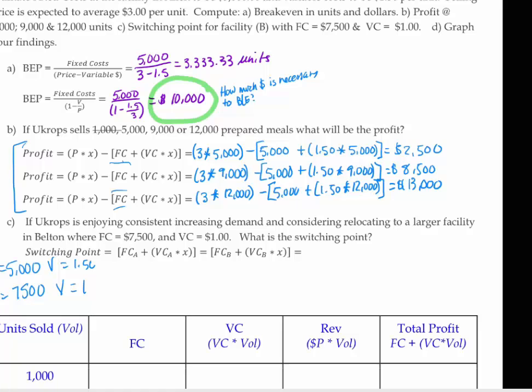So one way we can figure that out is to use this formula right here. This is the switching point. So what we do is we take the fixed cost for facility A, and in our case that's going to be 5,000, plus our variable cost for facility A, which is $1.50, and we're going to multiply that by X. So we're essentially going to solve for X. And we're going to set that equal to our fixed cost for our other process, which is 7,500, and plus our variable cost, which is now just 1x.